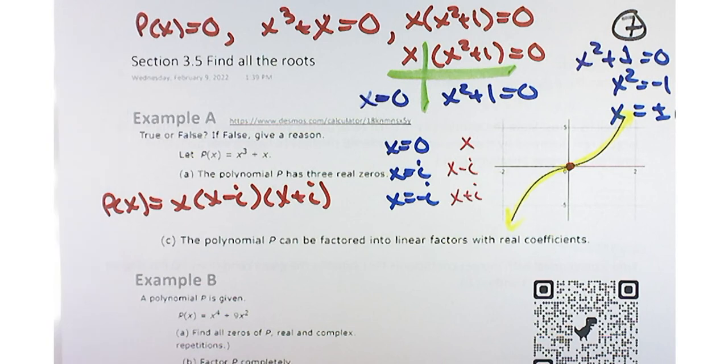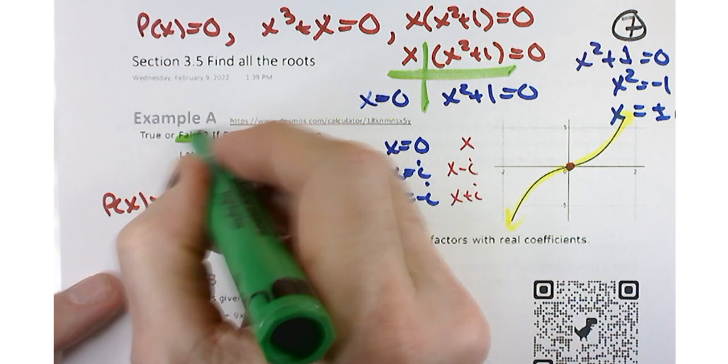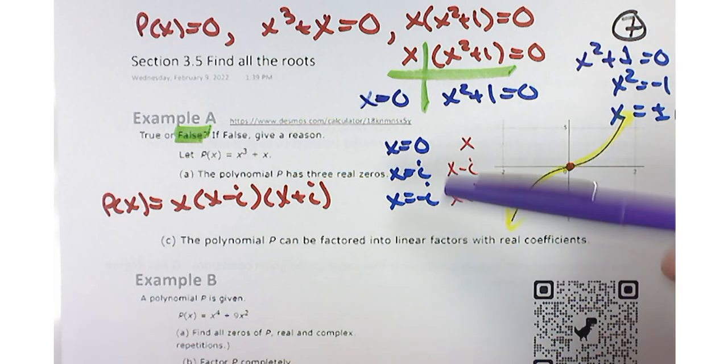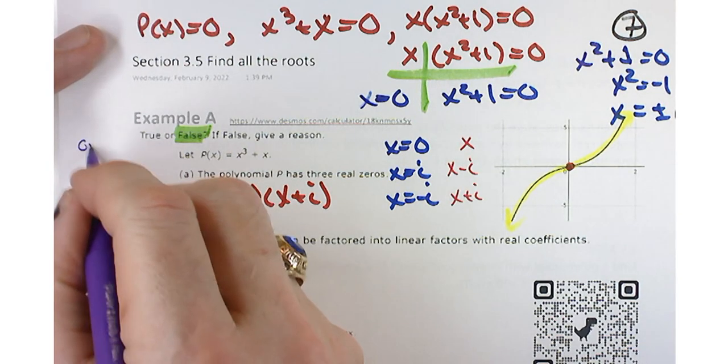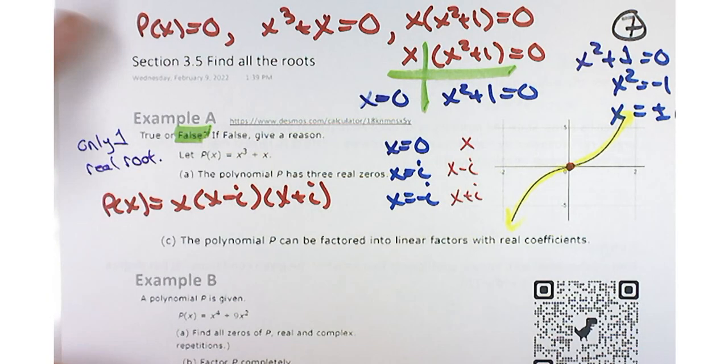But how many real roots did we get out of this? How many of these roots are real? 1. So this is false. If false, give a reason. There's only one real root, and that's x equals 0. That's the only real root. These are complex, or often called imaginary roots. So only one real root. And we're done with that one. Yay.